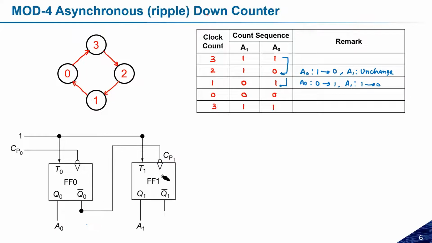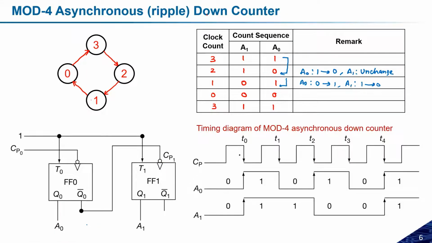Okay, and if it is like that, then initially it is reset, and after the first clock pulse, all the flip-flops will be set to logic 1. Okay, 1 1 will be there, and then it will decrease: 1 1, then 1 0, then 0 1, and so on, where A1 is the MSB. So this is how the timing diagram for this clock pulse will look.